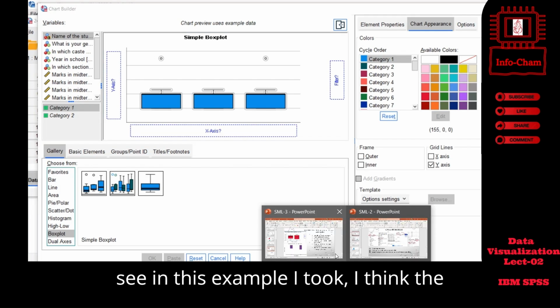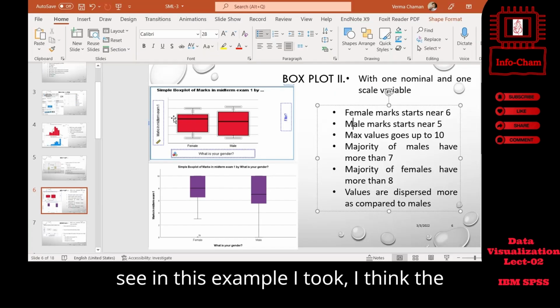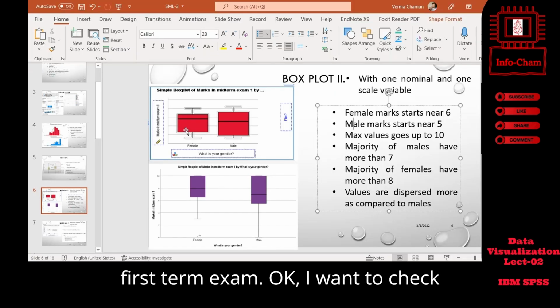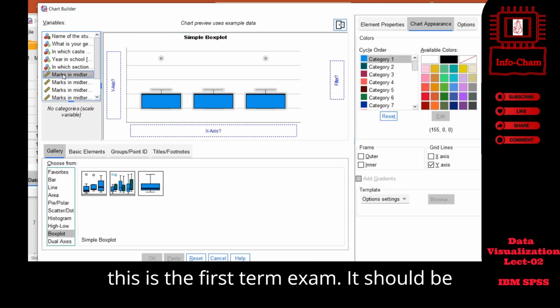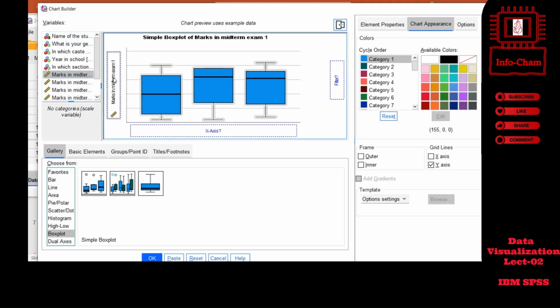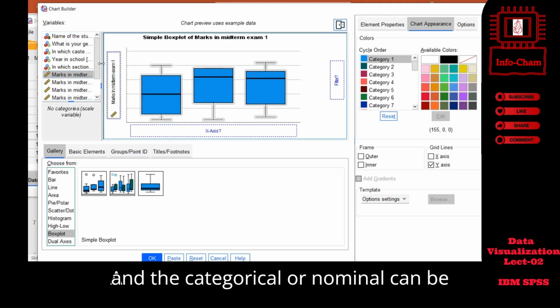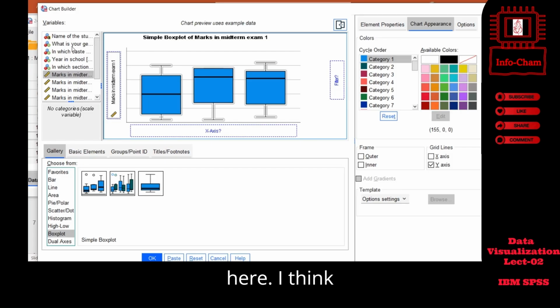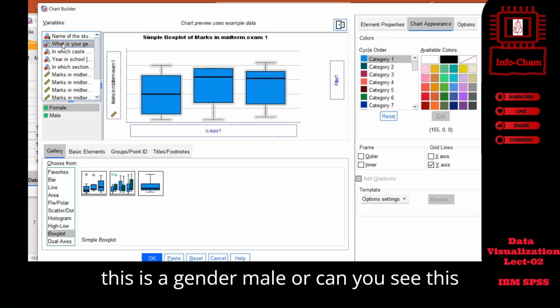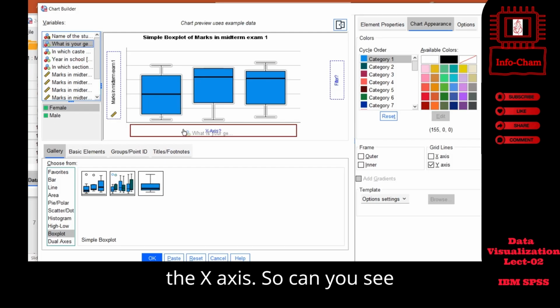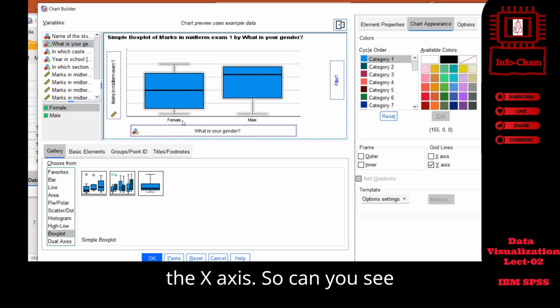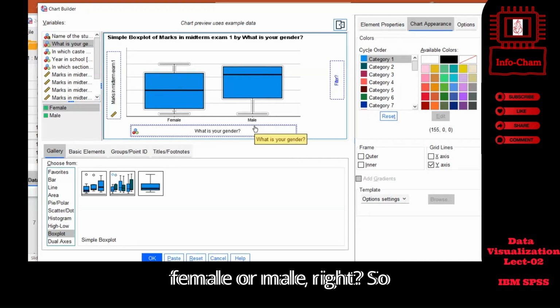In this example, I took the first term exam. I want to check the first term exam, so it should be on the y-axis, and the categorical or nominal variable can be here. I think this is gender, male or female, can you see the description here? So I can put it on the x-axis. Can you see female or male, right?